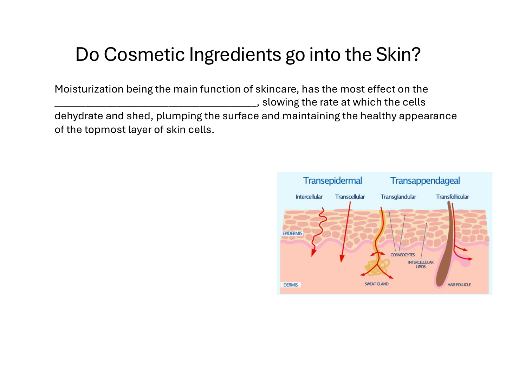Moisturization, just by definition, is going to work on the surface of the skin, right? So it's most effective on the stratum corneum. And that just slows the rate at which cells dehydrate and shed. That's basically all we're doing. And it plumps the surface and maintains the healthy appearance of that topmost layer of skin.